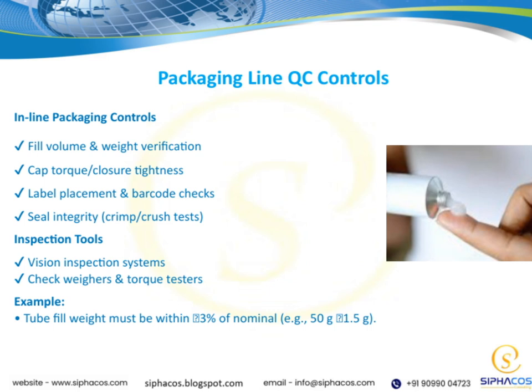For example, in the case of tube fill weight, we typically require it to be within plus or minus 3% of the nominal weight. So, if a tube is supposed to contain 50 grams, the acceptable range would be 48.5 to 51.5 grams. This kind of control helps us maintain consistency and ensures that every product meets quality standards. Overall, these controls and tools are crucial for ensuring that each package leaving the line is of the highest quality, aligning with our overall goal of delivering safe, reliable products to consumers.